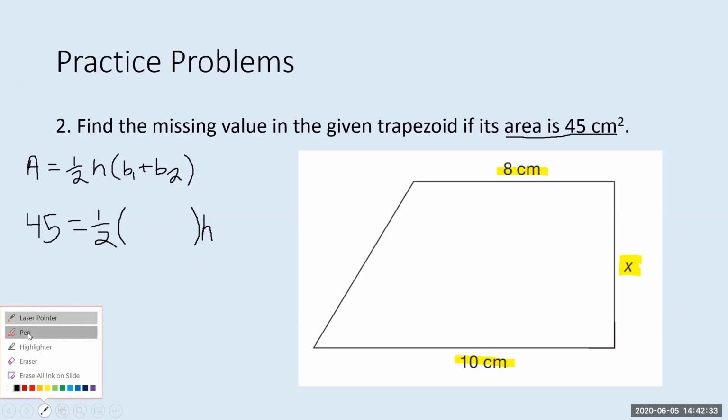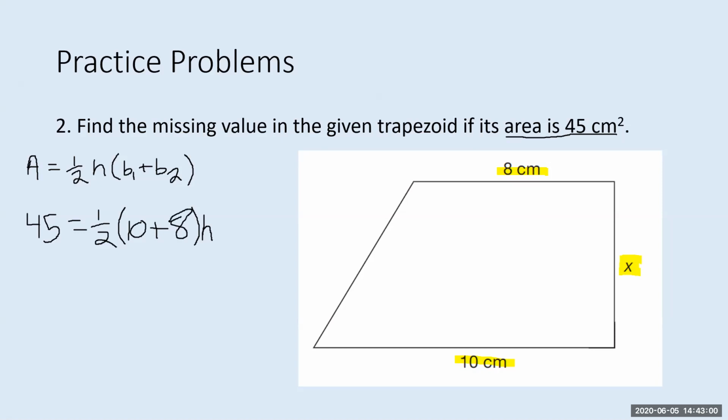Okay, so then speaking of stuff inside the parentheses, what should go inside the parentheses? Well, it should be base 1 plus base 2. That's going to be the top and the bottom of the trapezoid, the two parallel sides. It doesn't really matter which one you say is base 1 or which one you say is base 2, because they're just going to get added together anyway. So we'll say 10 centimeters plus 8 centimeters. Okay, so I've got all of the information I know filled into this formula here.